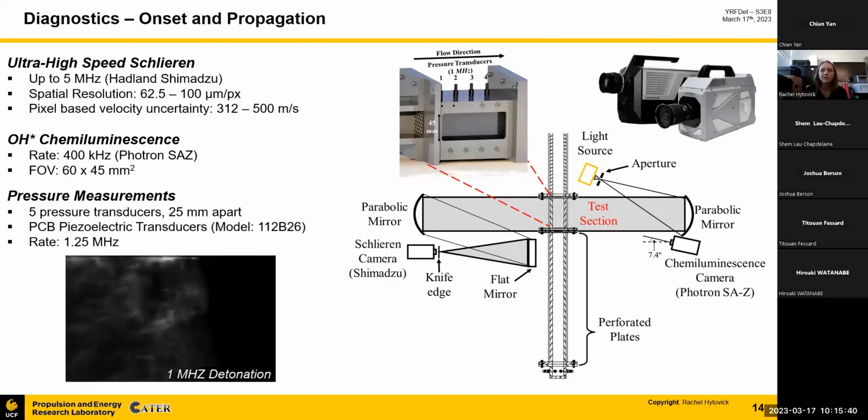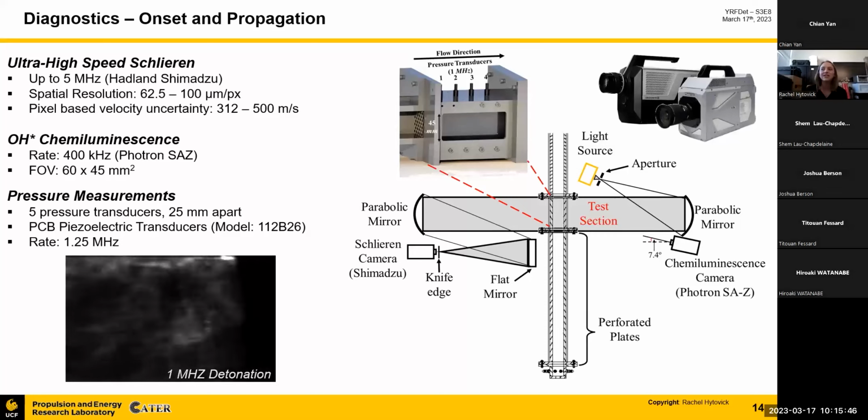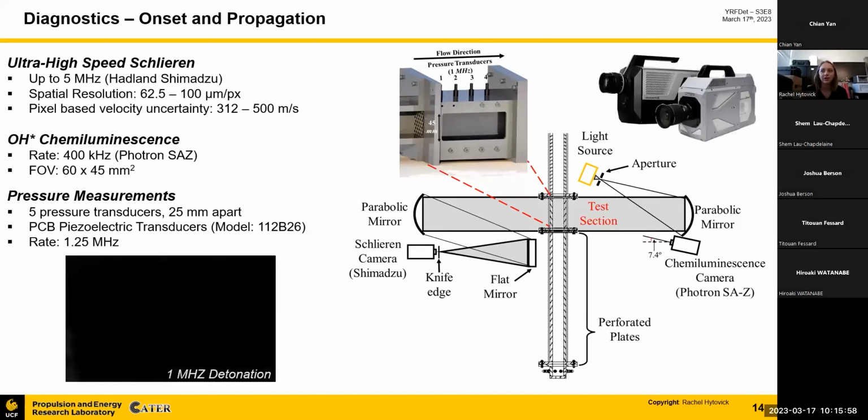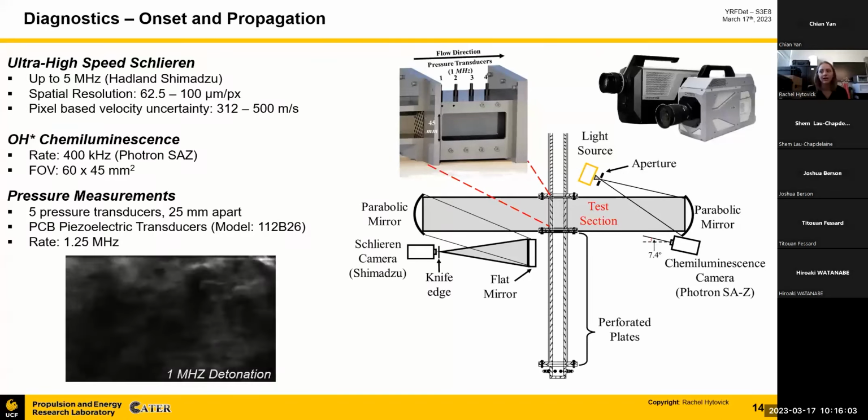We're using a Hadland Shimadzu that's recording at 5 megahertz. That said, it does have a very high pixel-based uncertainty just because it is recording so fast and its resolution is a set resolution. And then when we take our chemiluminescence data with that, for the cases shown today, we are using an SA-Z at 400 kilohertz. And again, when we use the pressure measurements, they're still at the 1.25 megahertz.